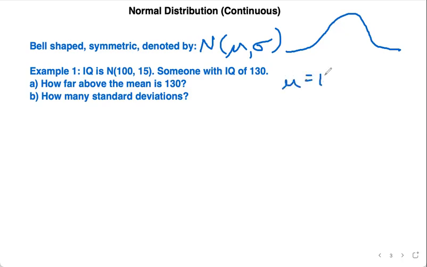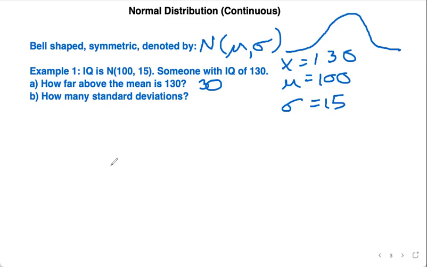The mean is 100. The standard deviation is 15. I'm asking for a data value x of 130. Those are all the variables associated with this. 130 is, to no surprise, 30 points above the mean. And you got that by just subtracting the mean mu from the data value x.